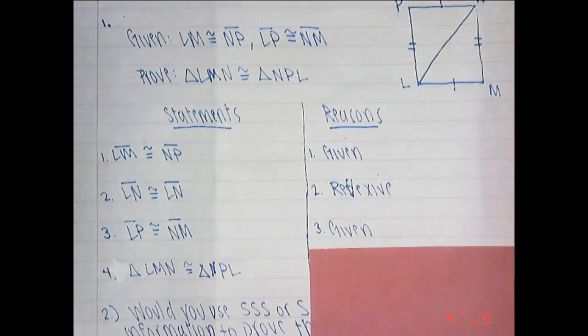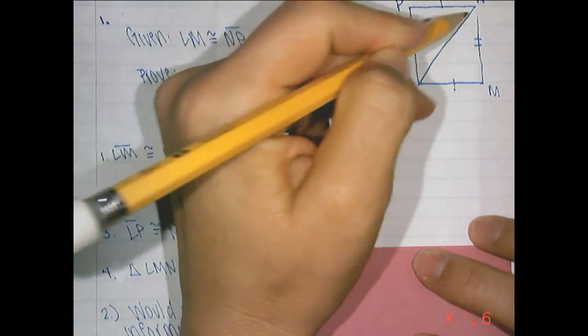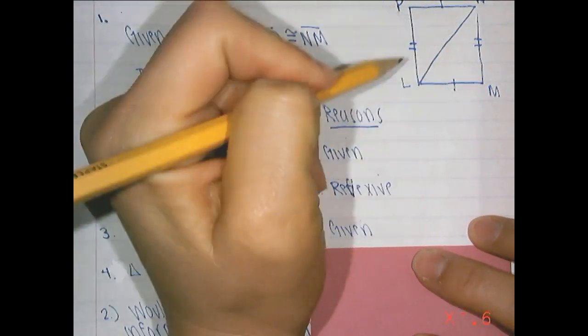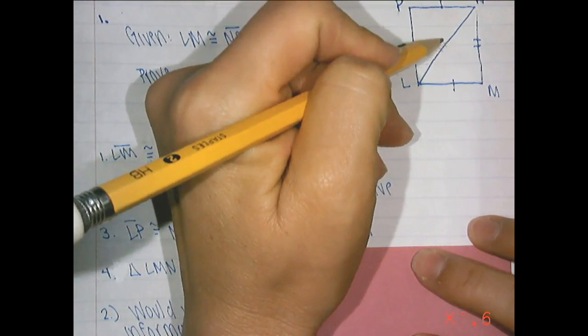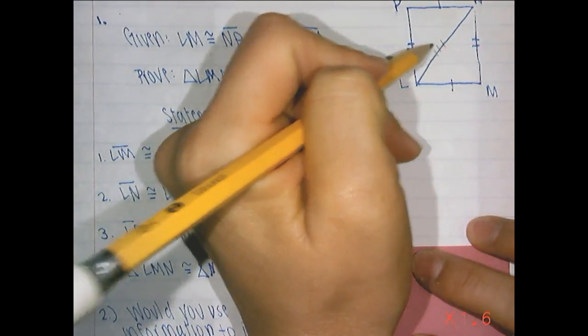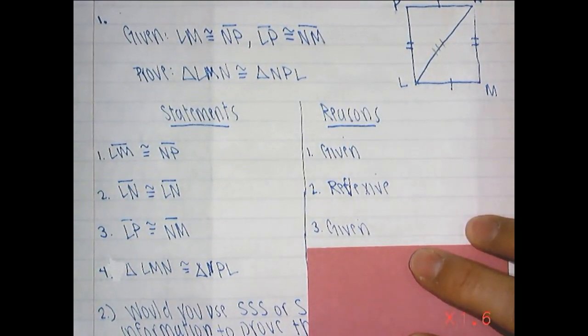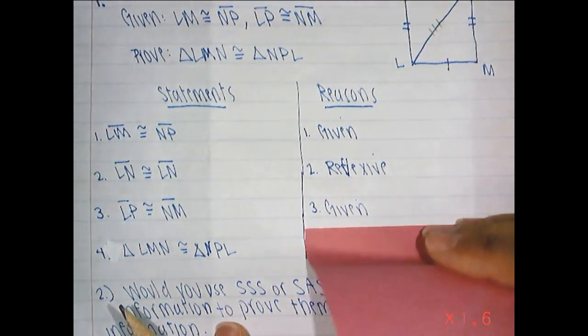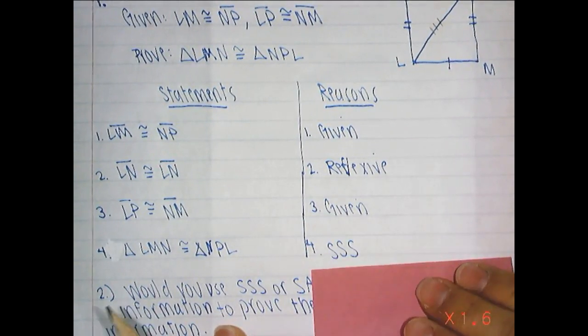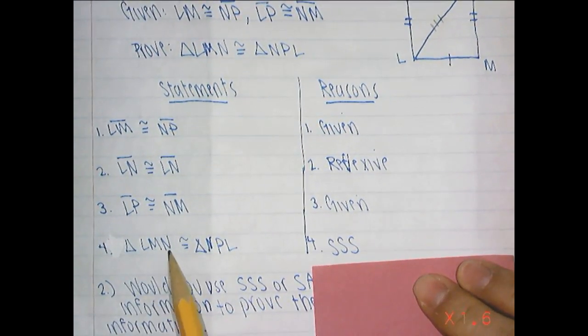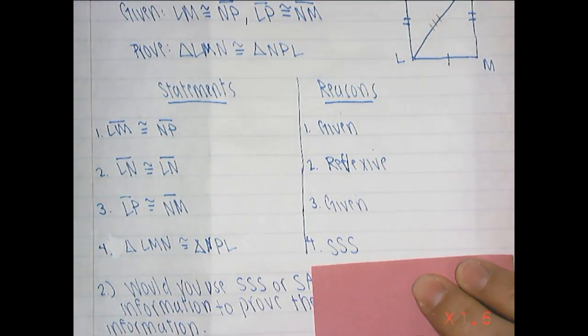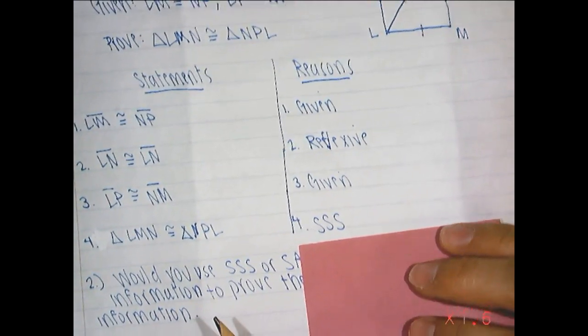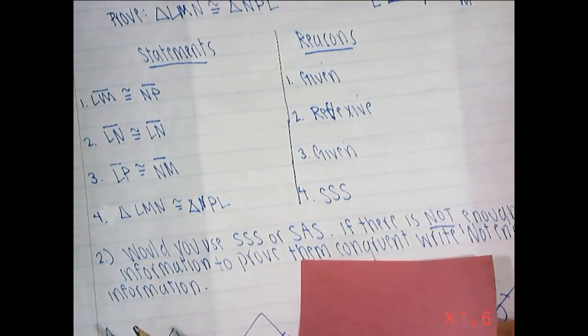Okay, well, we were just able to prove that this side and this side are congruent, and PN and LM are congruent, and that this middle piece, LN, is congruent to LN. We just proved that all of the sides are congruent, so we would say that the triangles LMN and NPL are congruent by side, side, side. Okay, let's look at our triangles down here.